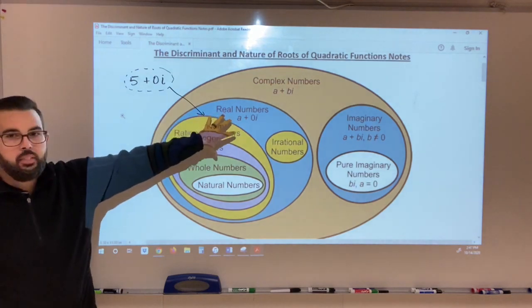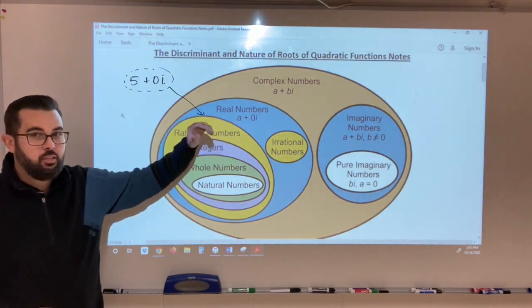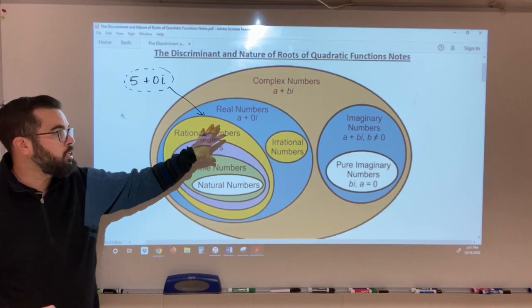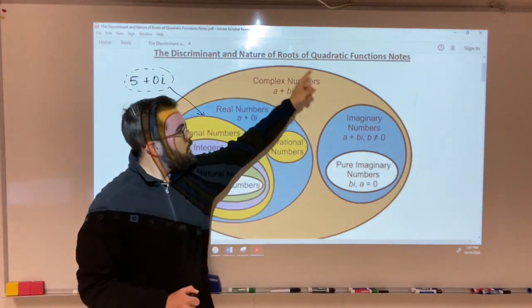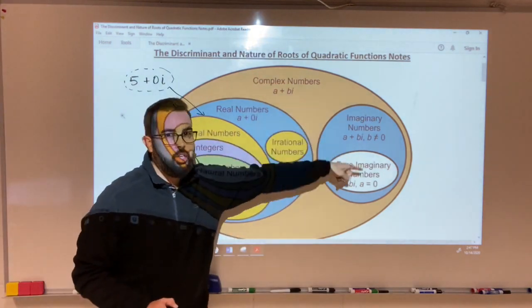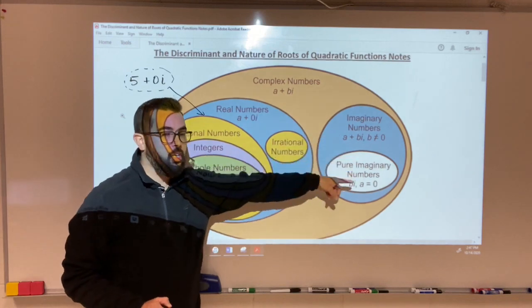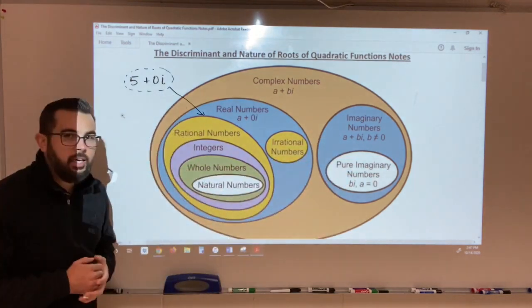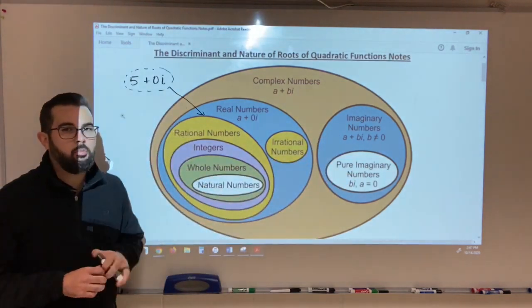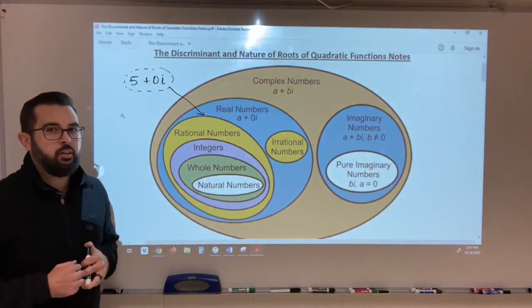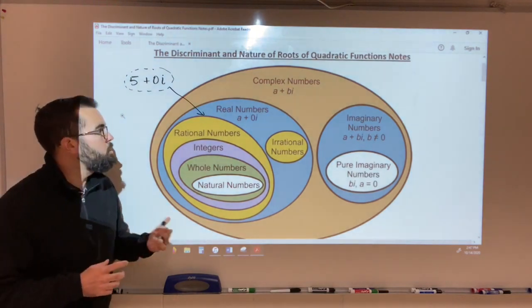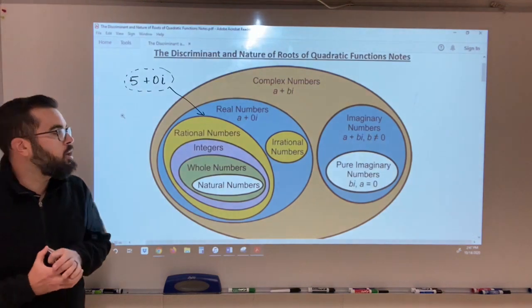These are numbers that go on number lines. So these are numbers that we can put on the XY plane. Numbers that deal with complex numbers, that deal with imaginary numbers, do not go on the XY axis. Okay, and that's going to become important when we go to sketching quadratic functions. All right, so I just wanted you to see the number system and how it's laid out.